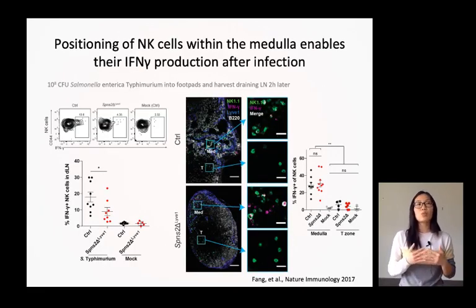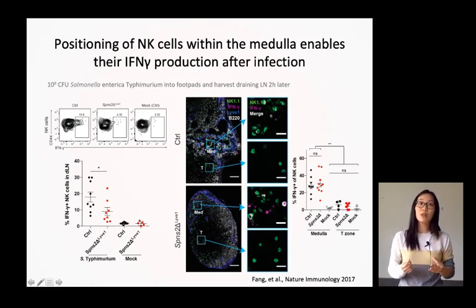To test this, we infected control and Spinster2 deficient mouse foot pads with Salmonella typhimurium, and then we harvested their draining lymph nodes about 2 hours later. In Spinster2 deficient mice, NK cells made interferon gamma at about half the frequency of their littermate control counterparts.